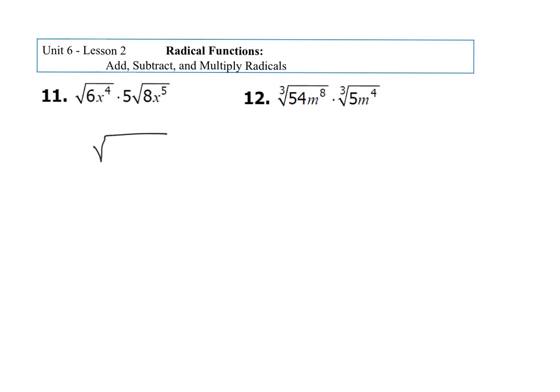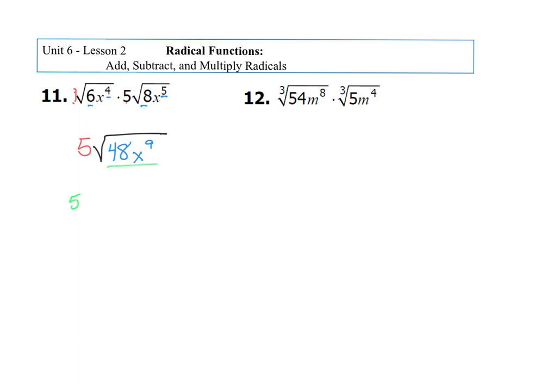So I'm going to make a square root house here. I have a 1 basically here. 1 times 5 means 5 is my outside number. Now underneath, 6 times 8 is 48, but then I have x's and I do my product rule. So 4 and 5 do not multiply to 20, they add. 4 plus 5, that's our product rule, is 9. And then I'm going to simplify what's underneath the radical.